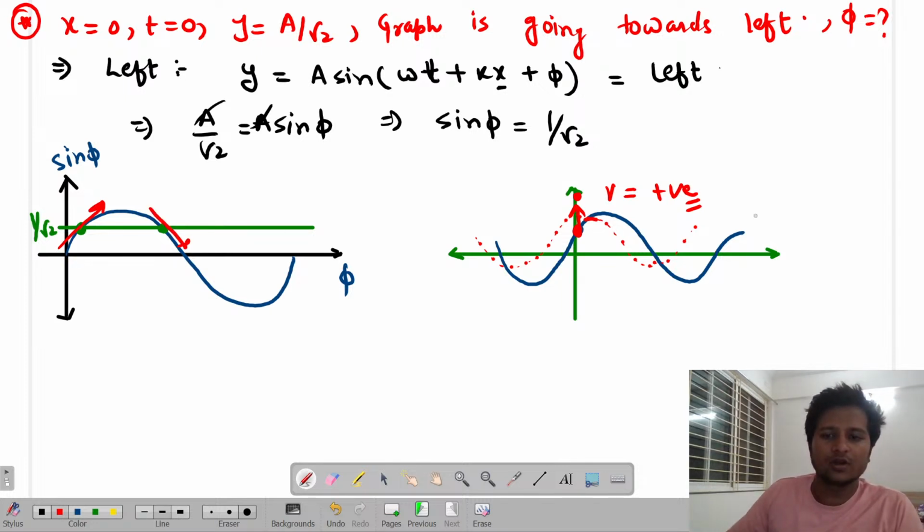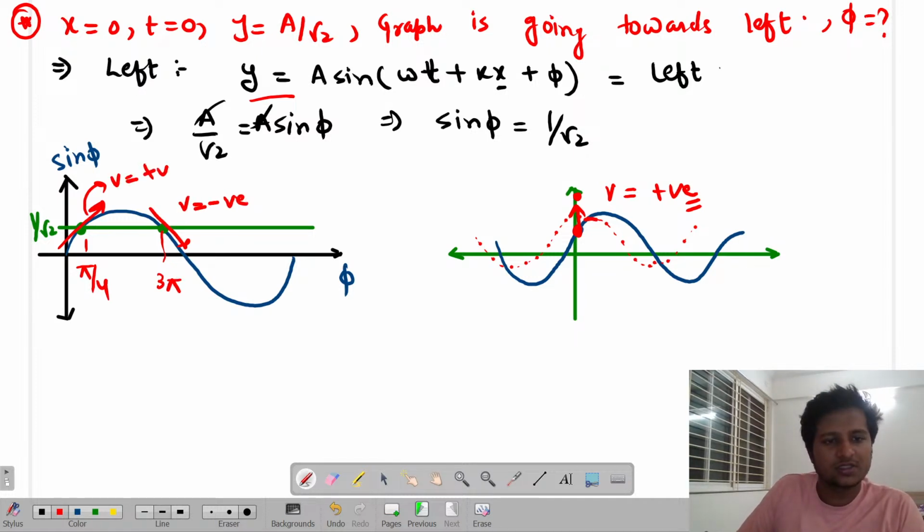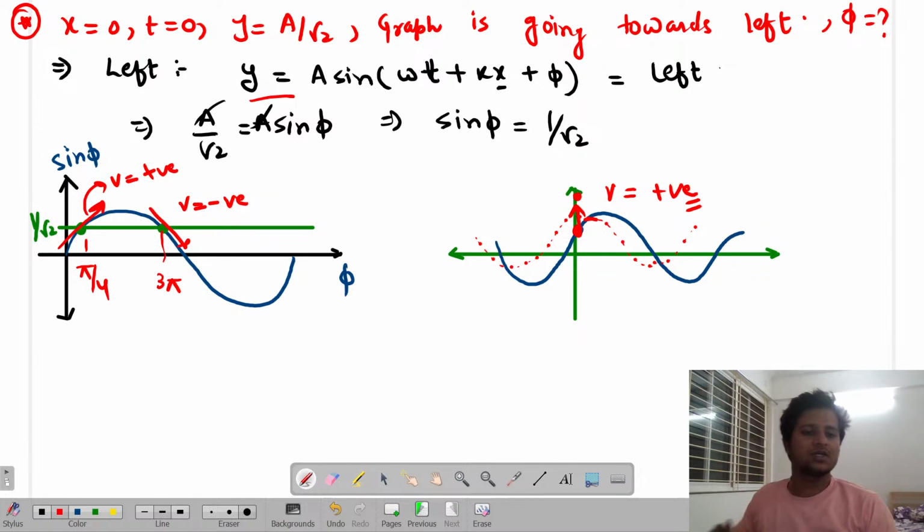If I draw the slope, velocity is positive. The slope of this y graph simply represents velocity. So I have to consider this as pi by 4, and this is 3 pi by 4. This represents velocity negative, and this represents velocity positive. So that's why we are going to consider the particular value of phi as pi by 4. Now you got the idea?